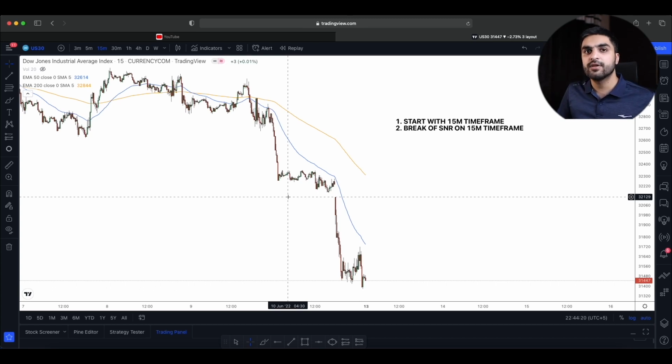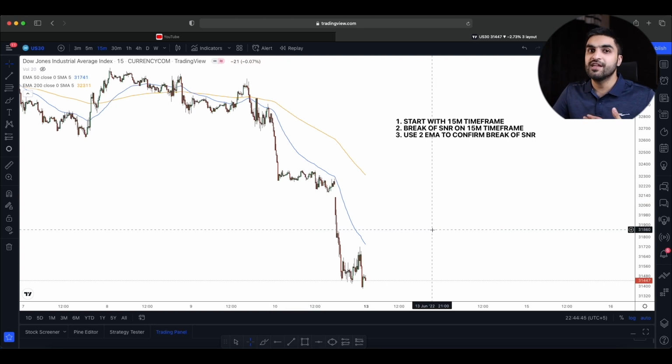Now the third part is we have to use the 2 exponential moving averages to confirm the break of support and resistance on a 15-minute time frame. Once we follow these 3 steps, the next step is to go down to the 5-minute time frame, because we want to identify the trade opportunities. We want to find the trade signal. We want to place our stop loss. We want to place our targets based on the 5-minute time frame once we do our analysis on a 15-minute time frame. So the fourth part is we have to go down to the 5-minute time frame to find the trade signal, place our targets, and place our stop loss.